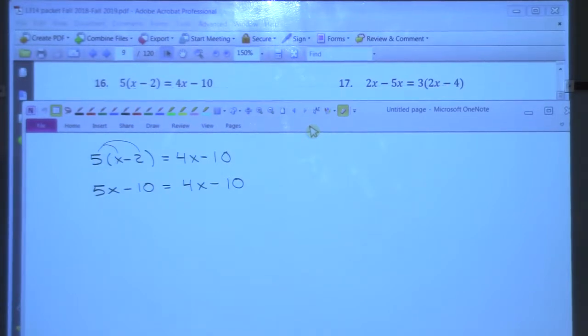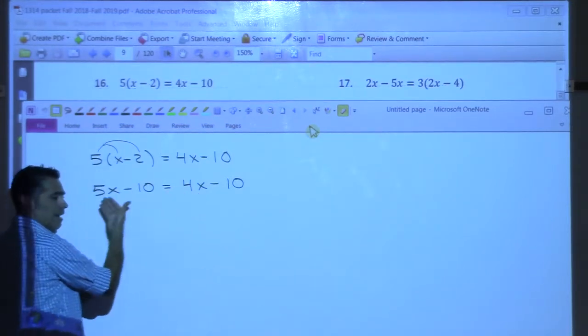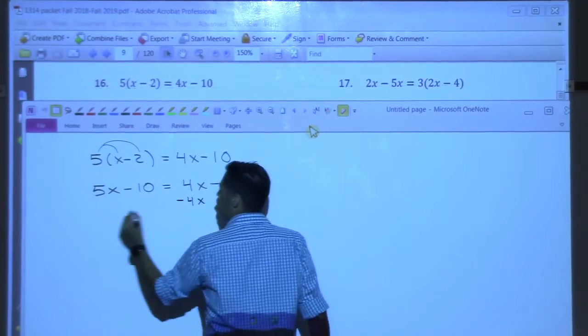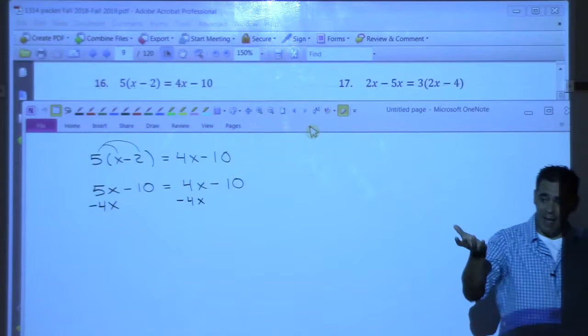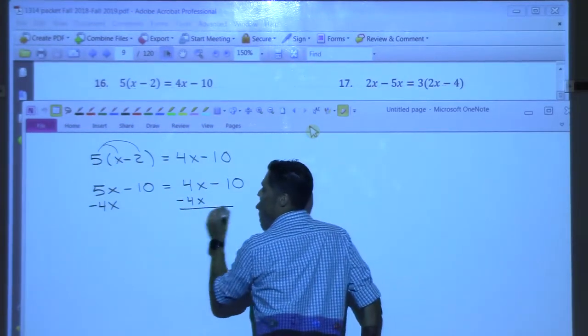Minus 4x on both sides. Okay, so you've decided you don't want your x's on the right side, you're going to have them on the left side. So you're going to subtract 4x here, subtract 4x here. We're allowed to do that because it's an equation. You can subtract or add anything you want to both sides, but you have to do it on both sides. So let me do that step.